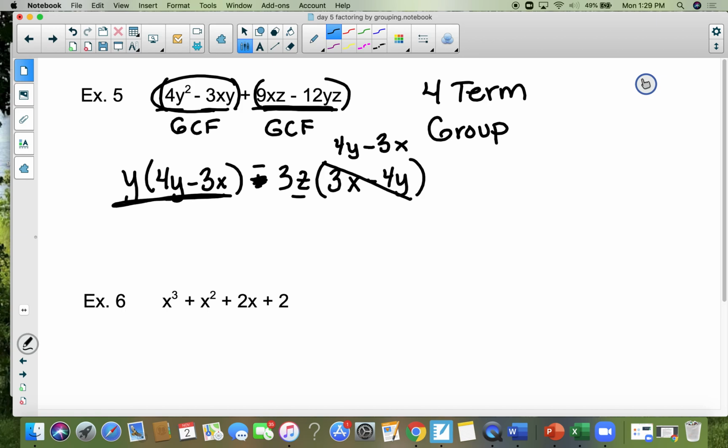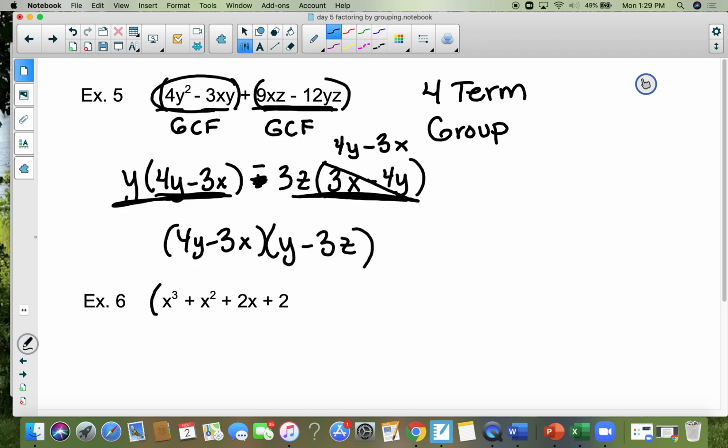Do you notice that they both have a 4y minus 3x in common? You're doing something wrong if these parentheses don't have something in common with each other, with a y minus 3z left. So for four terms, you're going to do it by grouping. You're going to group the first two, and you're going to group the second two. You're going to take an x squared out of the first group, and you're going to have an x plus, some people think it's 0, but x squared goes into x squared one time, plus, take a 2 out of the second group, you're going to have an x plus 1.